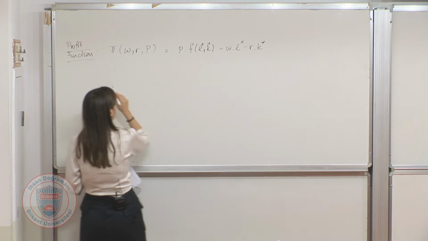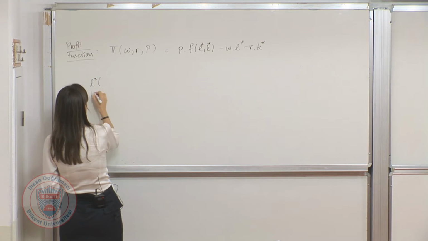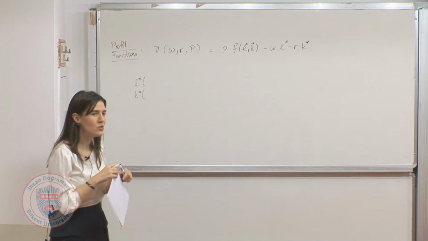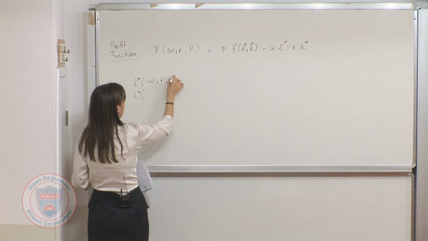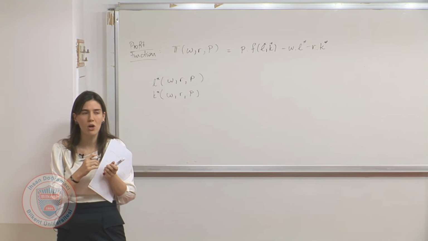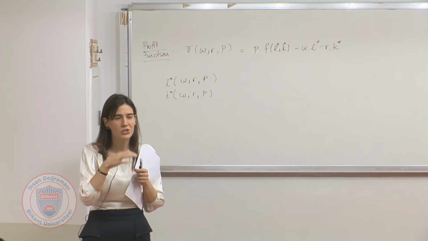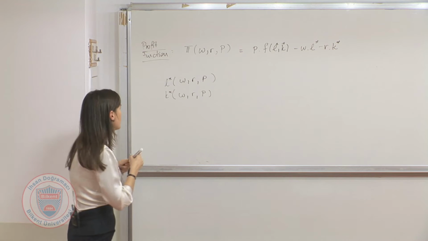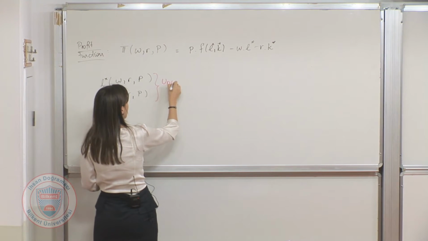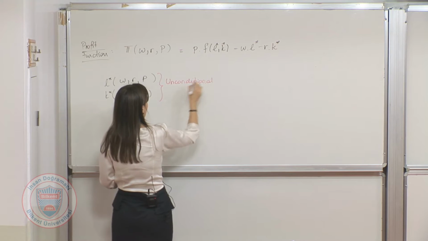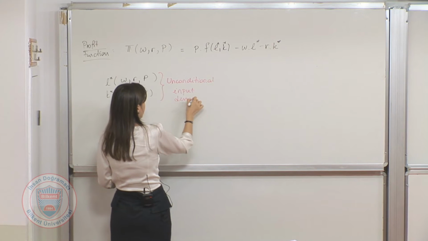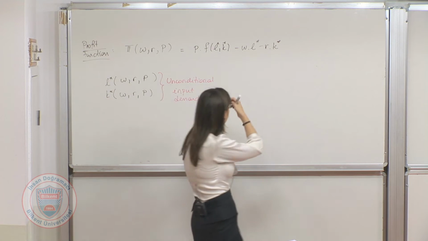Remember how we called these optimal amounts? L star and K star were functions of wage, R, and price. These were called input demands. Were they conditional or unconditional ones? Unconditional, because they weren't conditional on a particular amount of output level. So we call them unconditional input demands. Okay, fine.